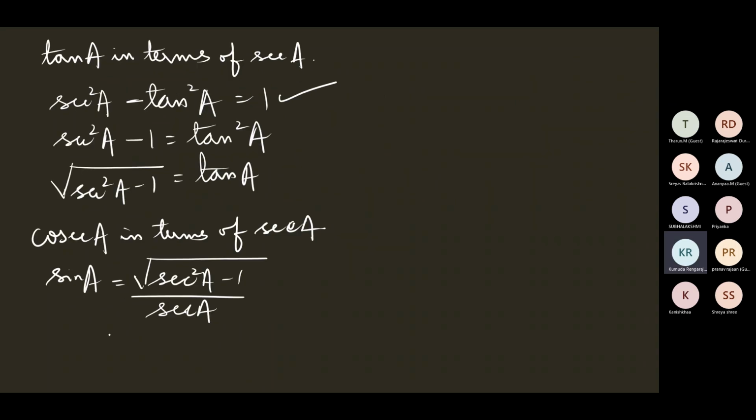So what will be cosecant A then? The reciprocal, right? You'll have to be careful while writing this, children. Listen to me very carefully. What is the other way of writing sine A? Sine A can be written as 1 by cosecant A. You have not taken the reciprocal.